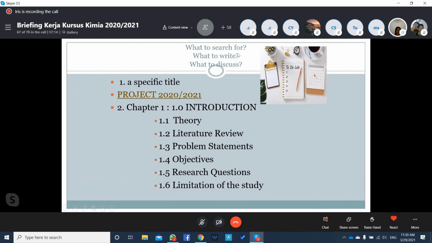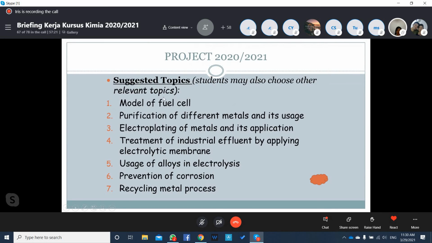So once again, what to search for, what to write, what to discuss, a specific title is most important. If you forgot, I repeat, the topics related to 1 to 7, also listed in your handout PDF. See which topic you like. You set one, but this one is a general one. When you write your title, it must be specific like the one that I shared with you earlier. This one is a general title.